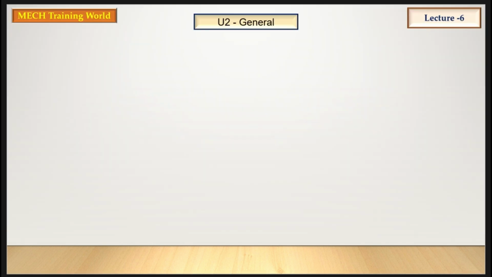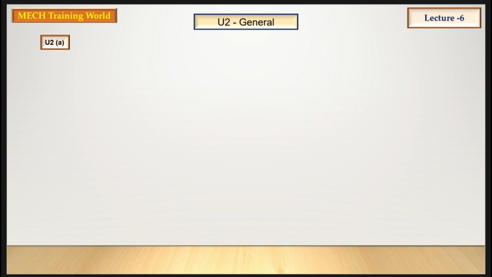Let's get into the topic, guys. So this is the sixth lecture in ASME BPVC Section 8 Division 1 Code Training. So that is U-2 General. There are two important points we need to know in U-2 General. So first one is U-2(a).